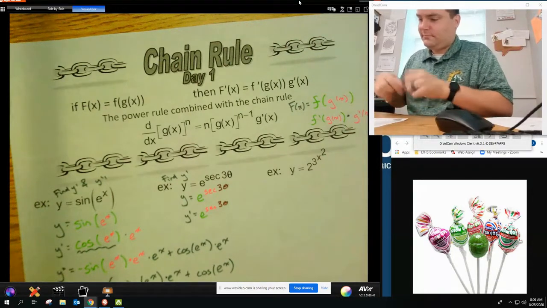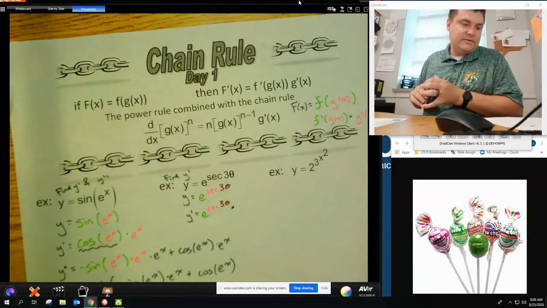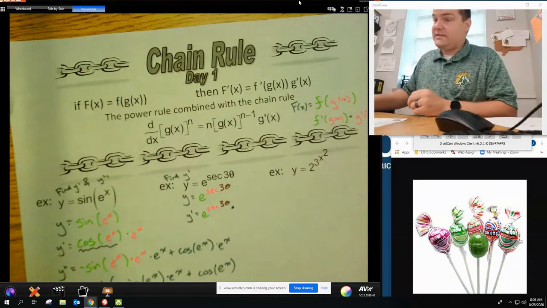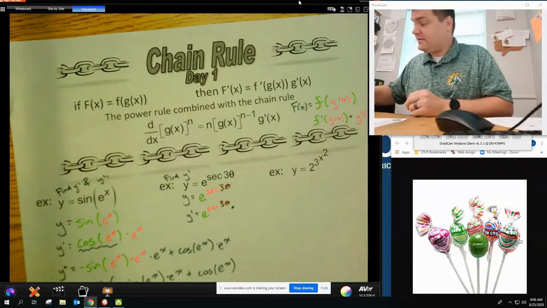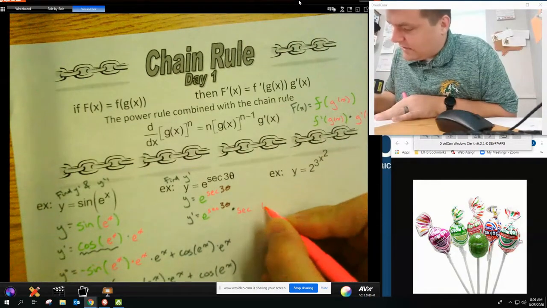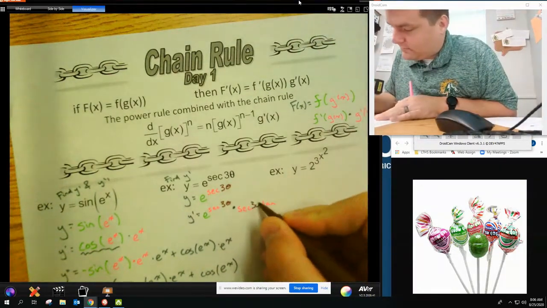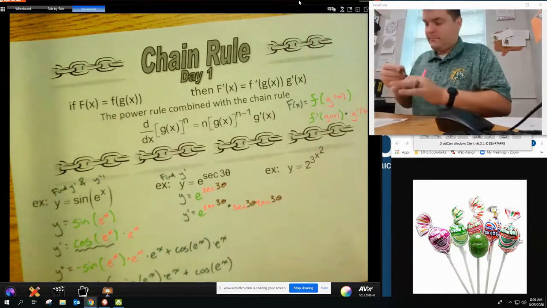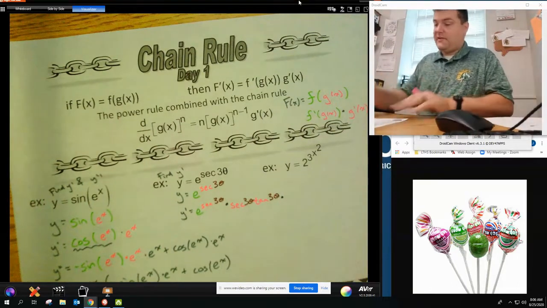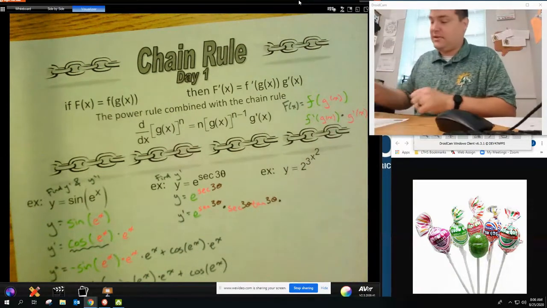times, I have to do the derivative of the pink. What's the derivative of secant? Anybody know? Its derivative of secant is secant tan. So times secant tangent, and then the inside stays the same. Times, and now the derivative of the brown, which is the Tootsie Roll, is going to be derivative of 3 theta with respect to theta is going to be just 3.